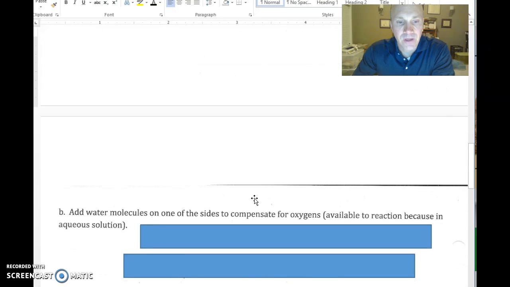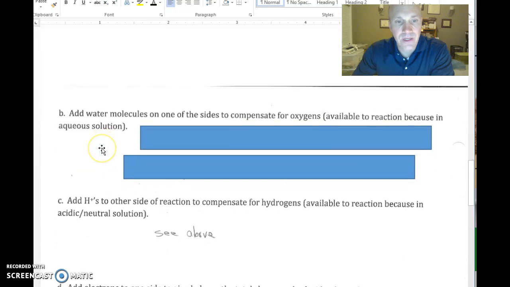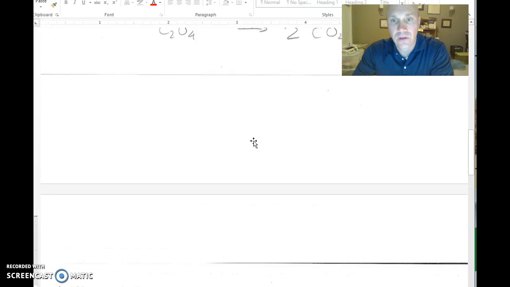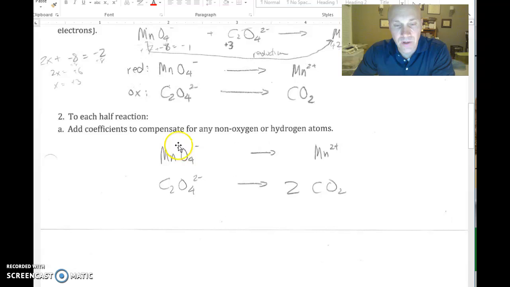As I said, what we do in the next step is add water molecules to one side of the reaction to compensate for oxygens. So let's go back to this reaction right here. If you look at this, we've got 4 oxygens right here, and we've got 0 oxygens on this side. So we're going to add 4 H2Os to this side right here. Each water molecule has a single oxygen atom. So if we add 4 H2Os, that's going to add the 4 oxygens so that we have the same number of oxygens on both sides.